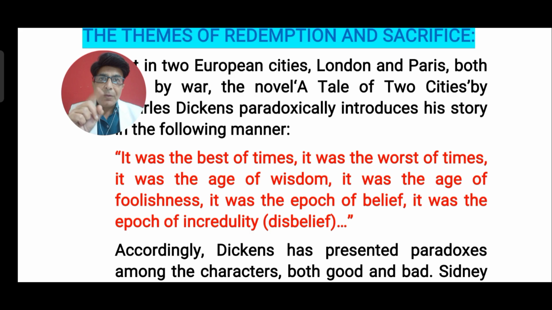"It was the age of wisdom, it was the age of foolishness." Wisdom was there and foolishness was also there. Both are paradoxical words, contrasting words. "It was the epoch of belief." Epoch means era, age, time. "It was the epoch of incredulity." Incredulity means disbelief. So belief and disbelief, wisdom and foolishness, good days and bad days, all were going together in this novel.